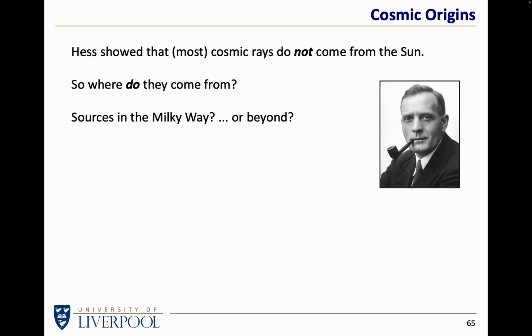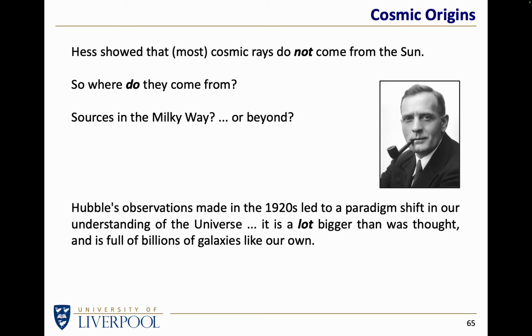So the question is, where are they coming from if they're not coming from the sun? Originally it was, where in the Milky Way could they be coming from? But now that Hubble has told us that the universe is far bigger than the Milky Way, the Milky Way is just one galaxy, and all these other spiral nebulae that we can see are galaxies in their own right. So there are billions, if not trillions, of other galaxies out there.